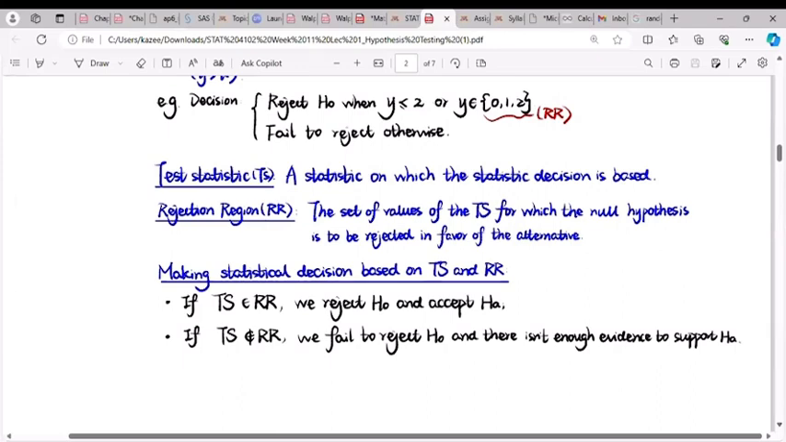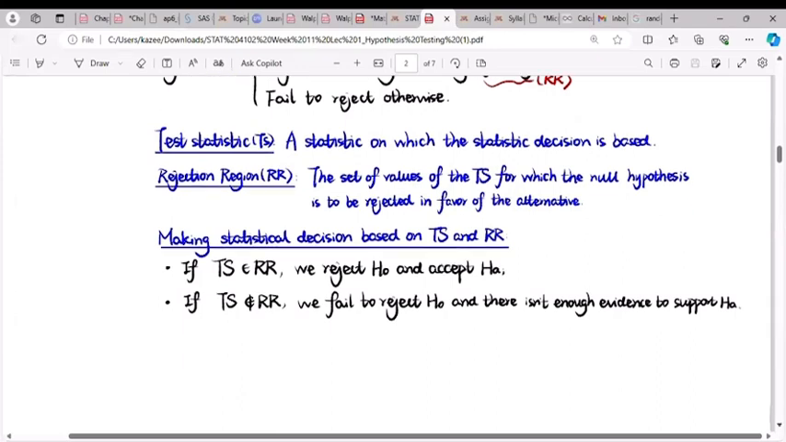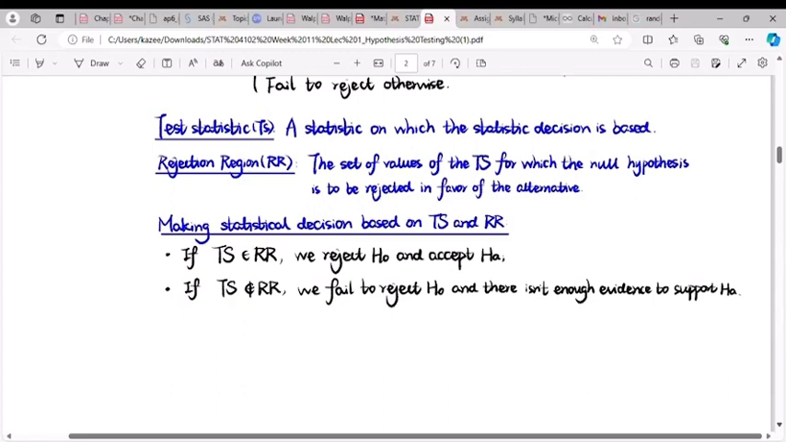Now, because of that, I want us to have a definition. What is the difference between a test statistic and a rejection region? A test statistic is a statistic on which our decision is going to be based, while the rejection region contains the set of values of the test statistic for which the null hypothesis is to be rejected in favor of the alternative.